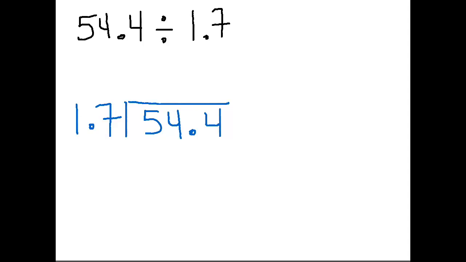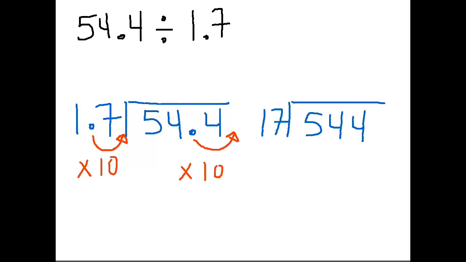So to make 1 and 7/10 a whole number, we're going to multiply. And we will multiply this by 10. And that allows our decimal point to move one place to the right. But if we multiply our divisor by 10, we need to do the same thing with our dividend. So we'll multiply it by 10 and our decimal point will go one place to the right.